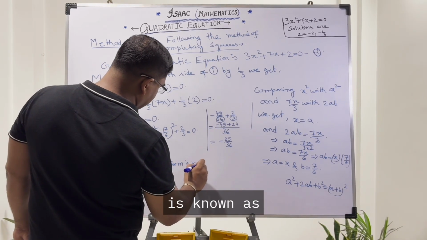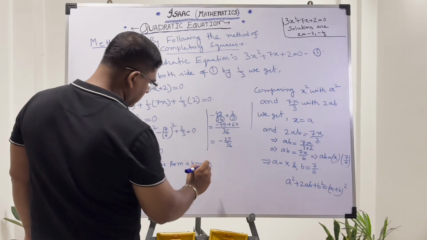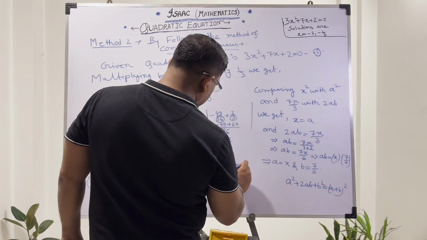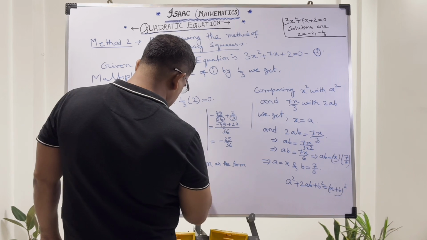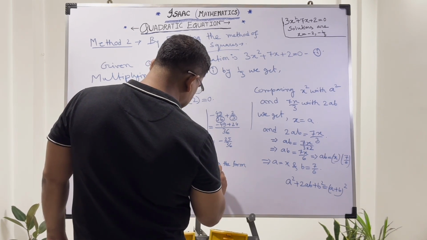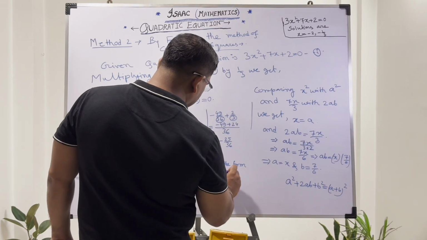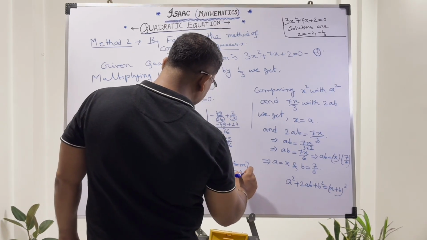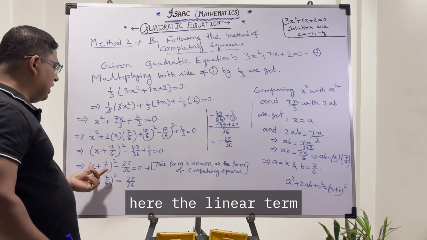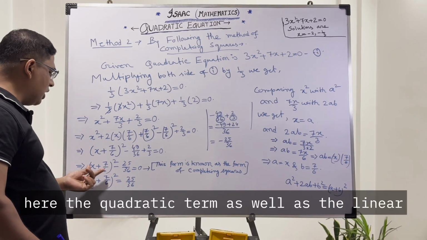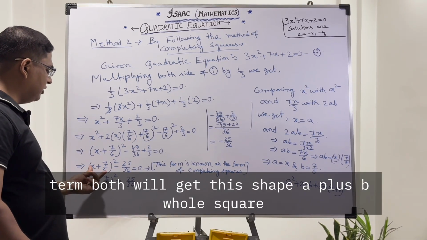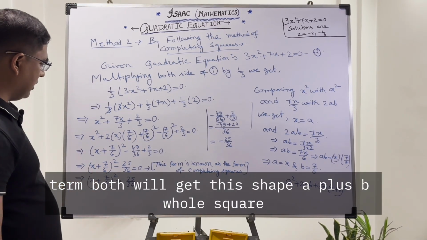So this form is known as the form of completing squares, because here the quadratic term as well as the linear term both will get this shape (a + b) whole squared.